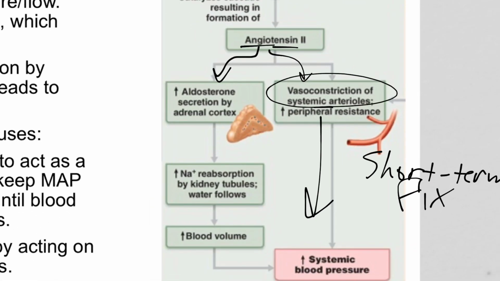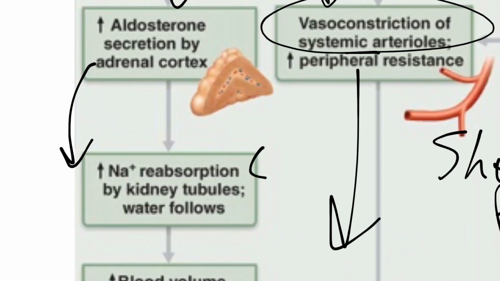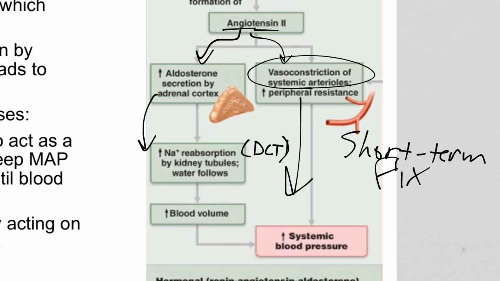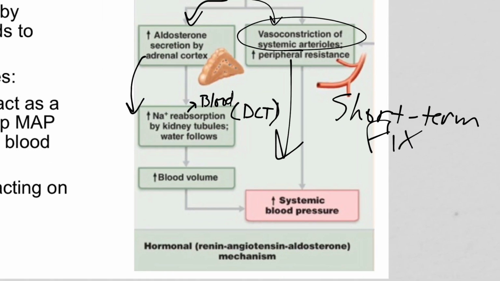Aldosterone does a very specific thing. It increases sodium reabsorption, specifically in the DCT, that distal convoluted tubule that we'll see more of later. You have no way to pump water, but you can pump sodium. And since water follows salt by osmosis, if you pump sodium back into the blood, so when this says sodium reabsorption, that means reabsorbing it back into the blood as opposed to letting it out in urine. Water follows salt, blood volume goes up, blood pressure goes up.